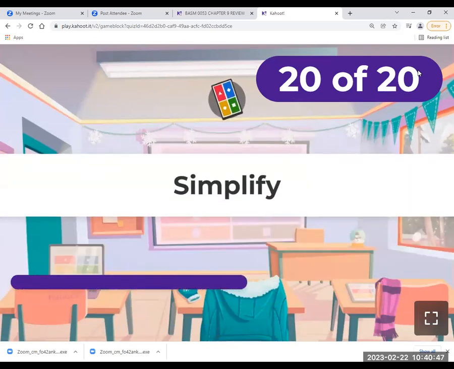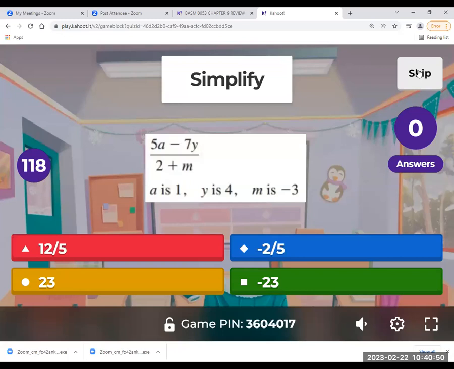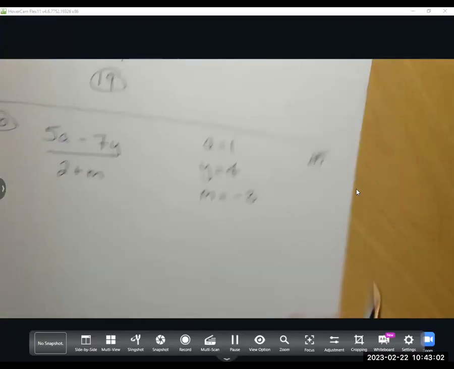Here's the last one. Might as well go off with a bang. Okay, here's the last one.